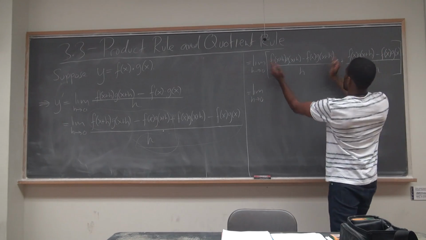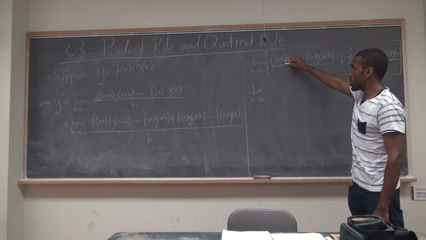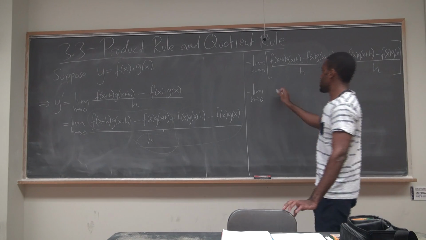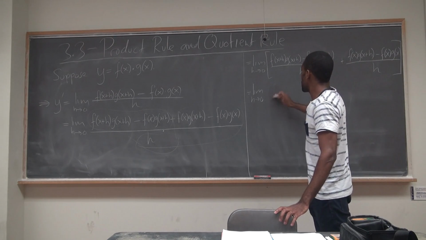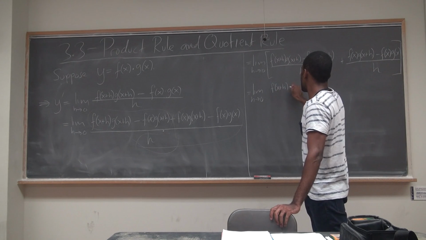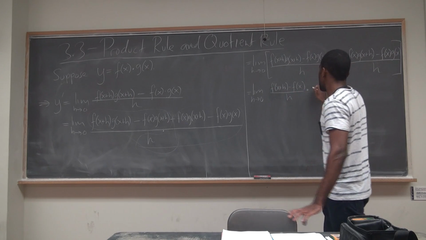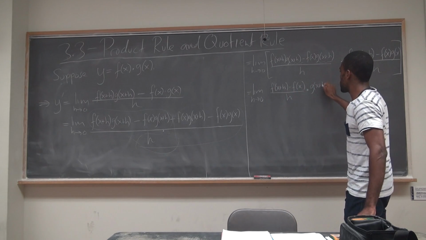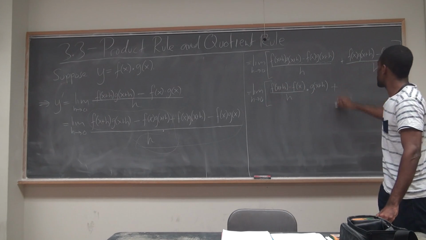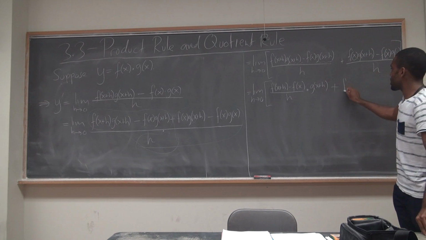Can we do anything in this first part? You might notice there's a common term. So let's factor that out. Let me put it at the back, just for aesthetic purposes. So I can factor off a g of x plus h. Similarly here, f of x is a common term. I can factor that off.